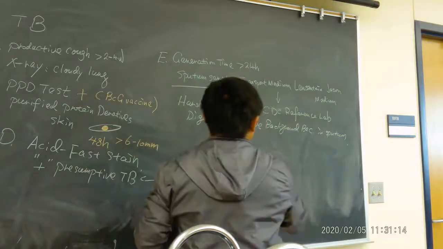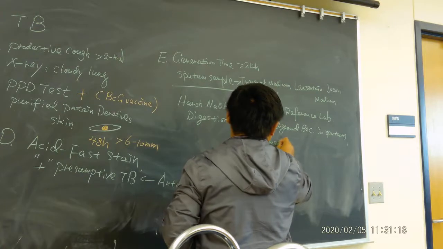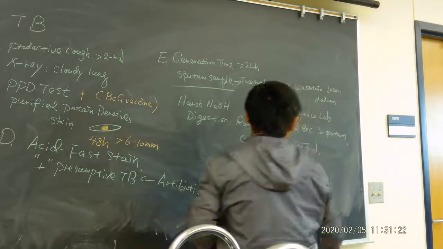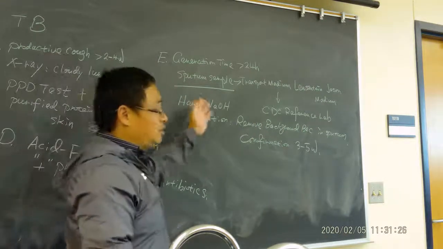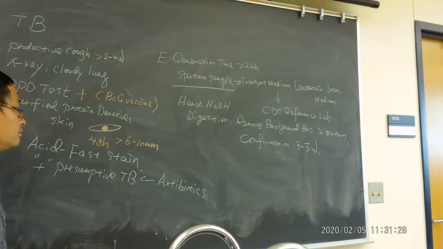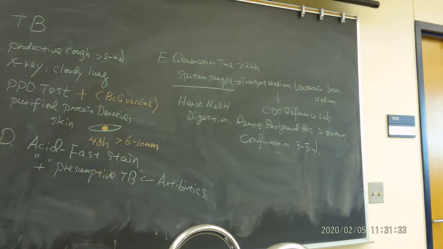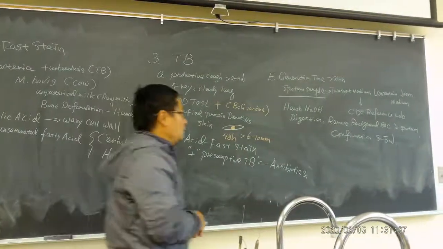This confirmation usually takes at least 3 to 5 weeks, sometimes more than that. Therefore, we cannot wait for this confirmation and let the patient sit at home. We have to do some of the treatment first. Okay? So this is one piece of knowledge for the acid fast stain.